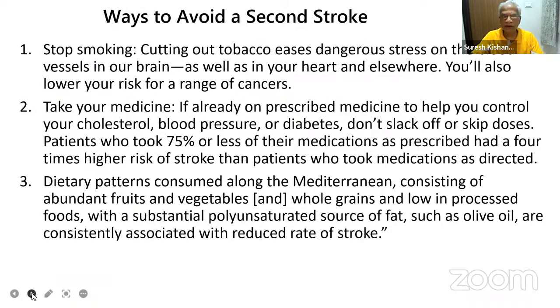So time and again, I keep saying, avoid the second stroke by stopping smoking, taking medicines regularly if people are on them for blood pressure, cholesterol, and diabetes, and following a dietary pattern, basically vegetarian, to minimize fat. Polyunsaturated sources of fat should be used. That means, instead of saturated fat like ghee, etc., in simple terms, anything which becomes solid at room temperature is a saturated fat we need to avoid.